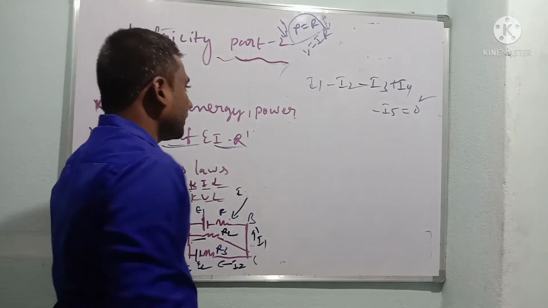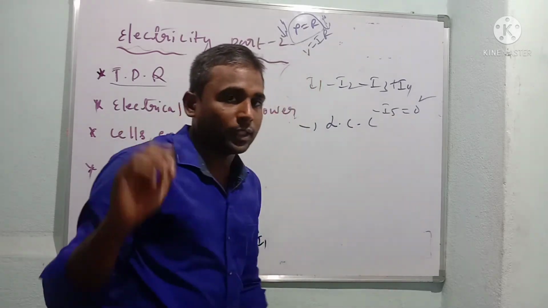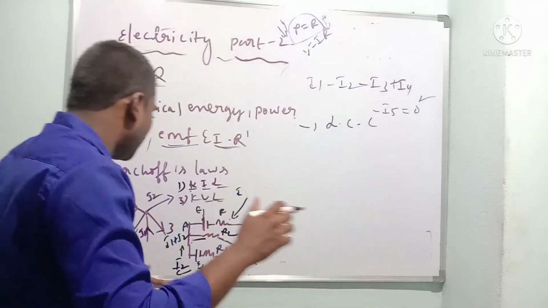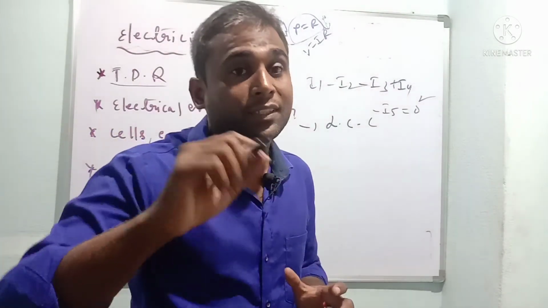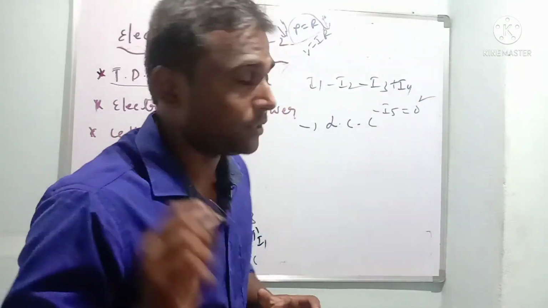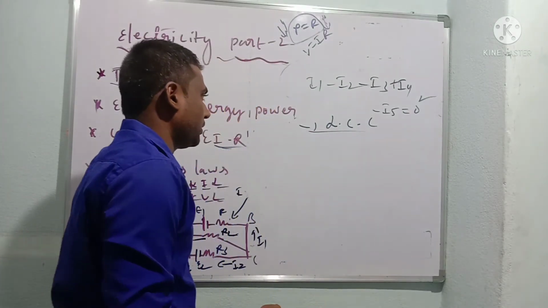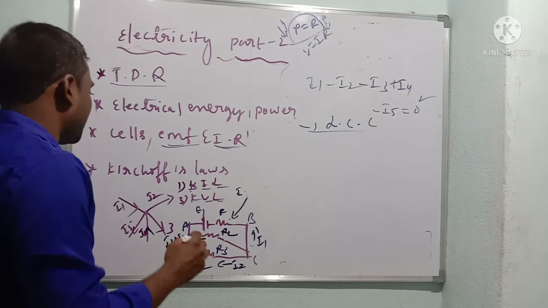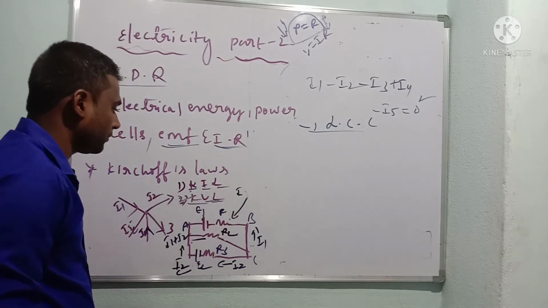Children, this relates to the law of conservation of charge. Very important. Means the total charge which is entering the junction is equal to the total charge which is leaving the junction. That's it. So it leads to the law of conservation of charge. Later on, without wasting time, let us understand Kirchhoff voltage law.